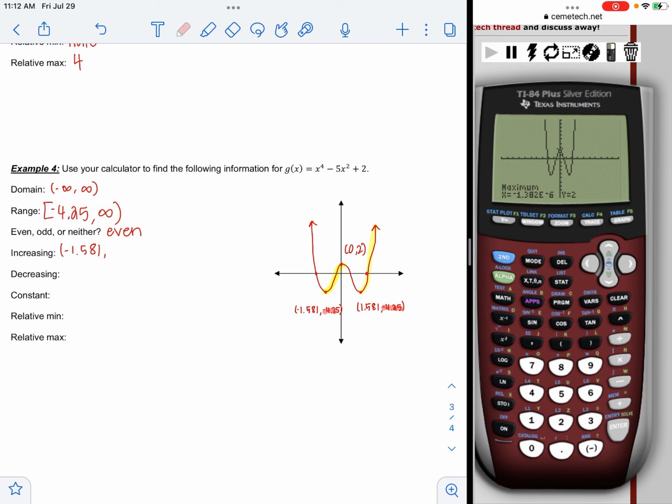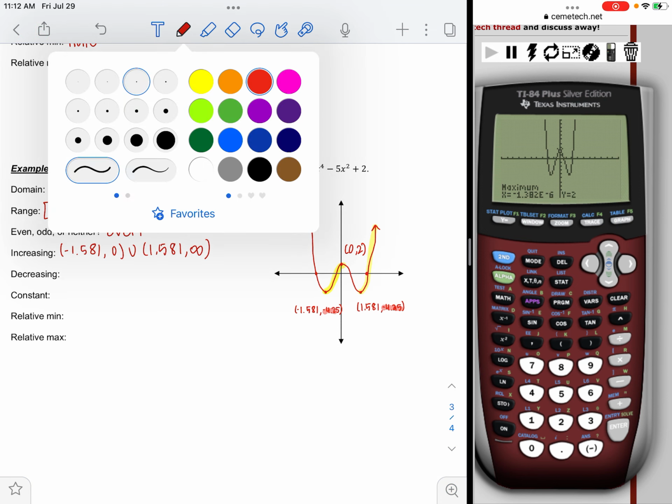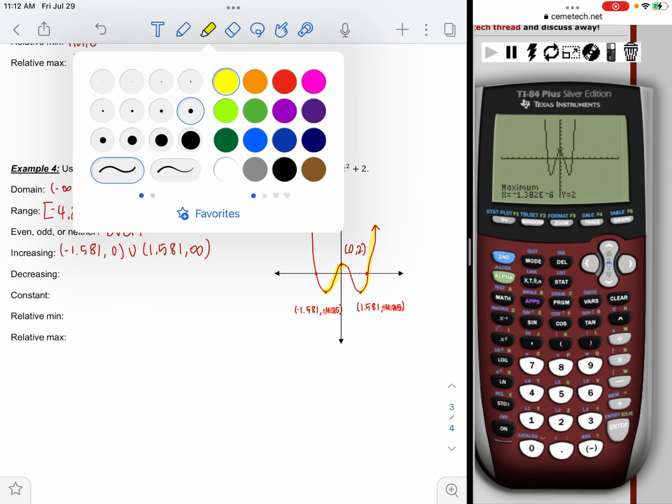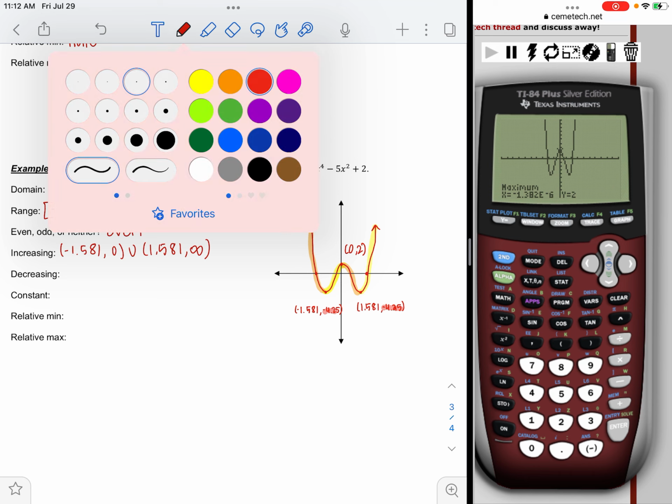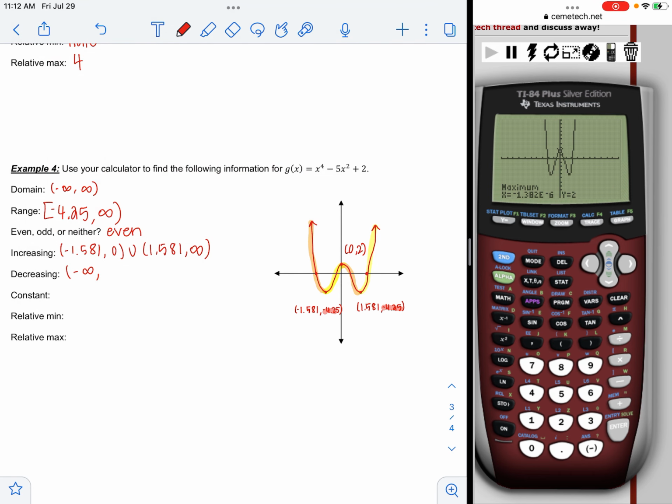Okay, so now I can say the domain of that piece is negative 1.581 to 0. Union my other piece is 1.581 infinitely. Where is it decreasing? I will highlight that in green or orange, whatever. Decreasing here and here, okay? All right, so that's from negative infinity. And then it stops decreasing at negative 1.581. And then it's decreasing also from 0 to 1.581.